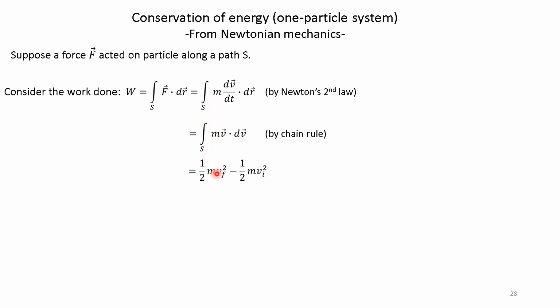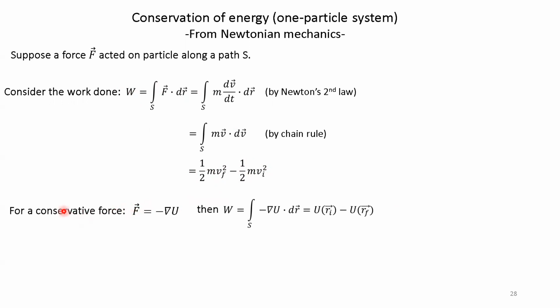and vi means the initial velocity of your particle, when it is at the starting point of the path. I think you have seen this. This is the so-called work kinetic energy theorem. So now, work done is equal to the difference in kinetic energy.